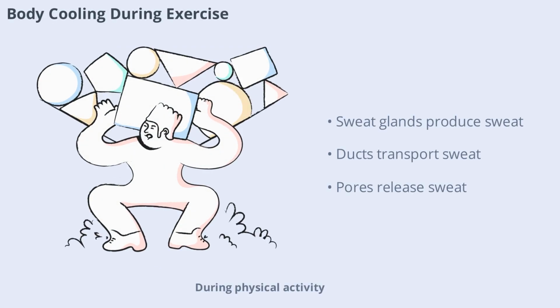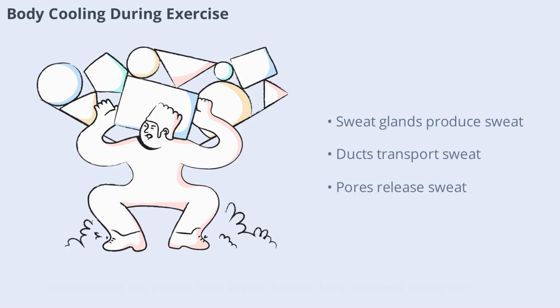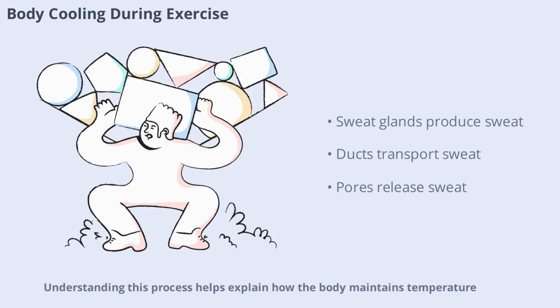During physical activity, the body cools itself through the action of sweat glands, sweat ducts, and sweat pores. Sweat glands produce sweat which travels through ducts and exits via pores on the skin. As sweat evaporates, it cools the body. Understanding this process helps explain how the body maintains temperature and is a common topic in both health and science exams. Be ready to describe each part's role in temperature regulation.